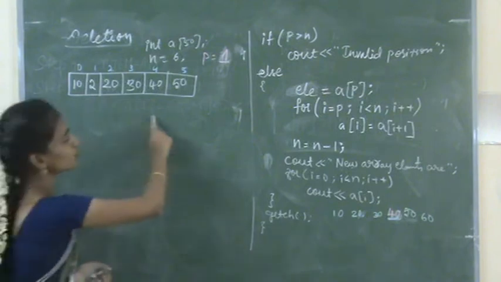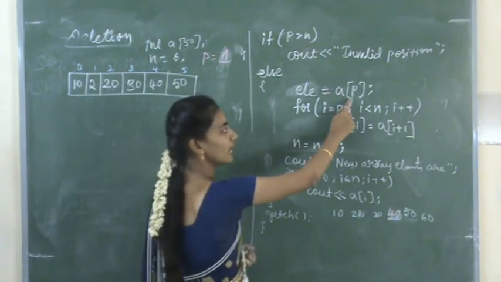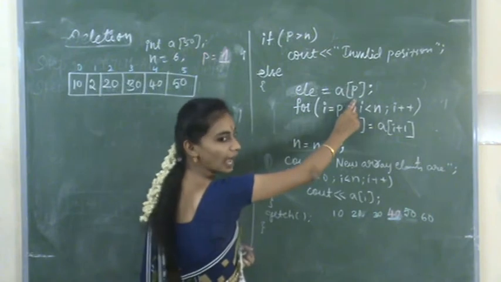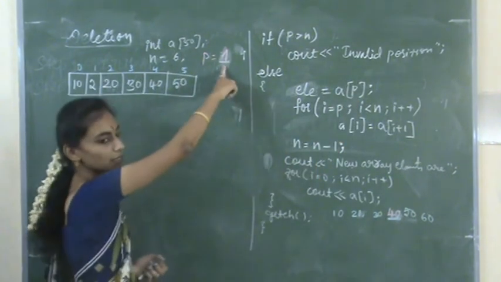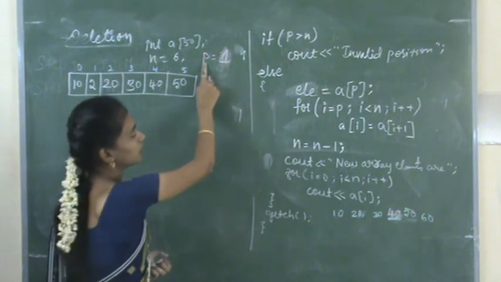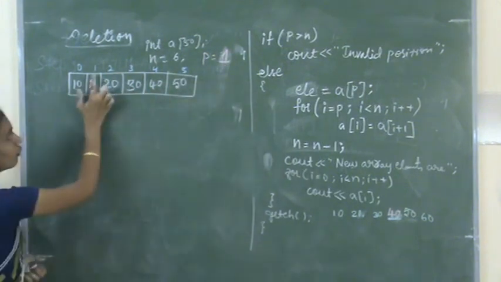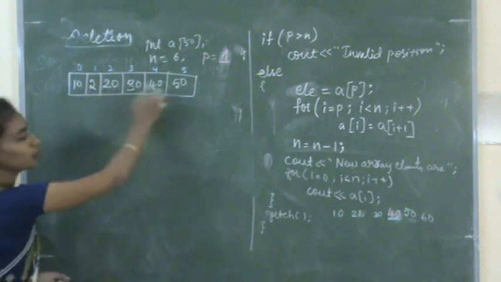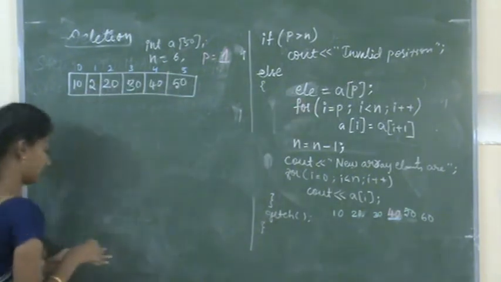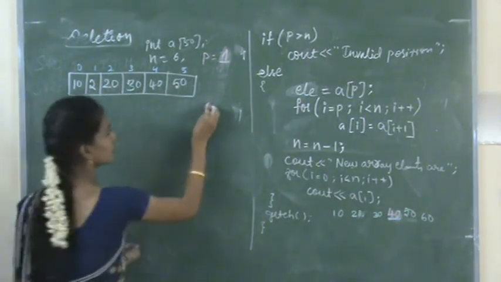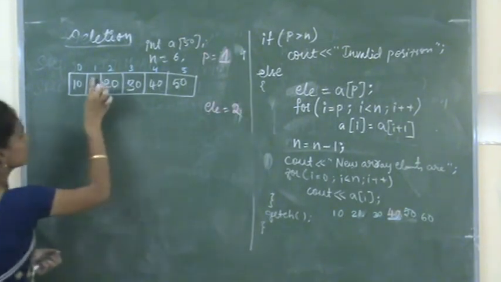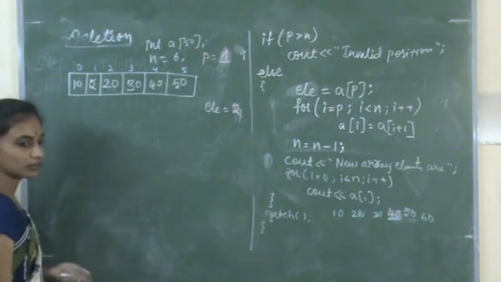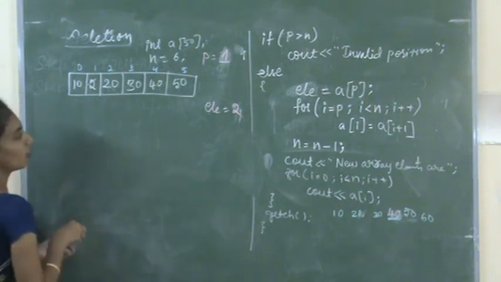So for that, first what we are doing is taking the element at the position P. So what is the element present at the position P? That means A of 1. So what is A of 1? 2. So that 2 is assigned to ELE. So which means ELE has the element 2. So this becomes empty.